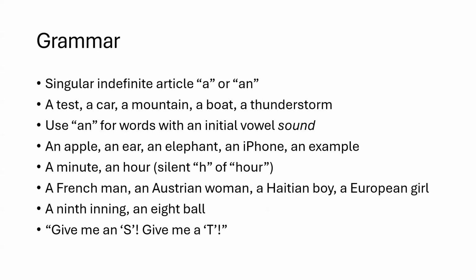We use an for words that have an initial vowel sound. In most cases, if the word begins with a vowel, it will have the an form of the indefinite article. So an apple, an ear, an elephant, an iPhone, an example. Those are fairly clear and predictable. They have no meaning as to gender. It's simply a way to make the indefinite article more pleasant, more resonant. So a test, an apple.